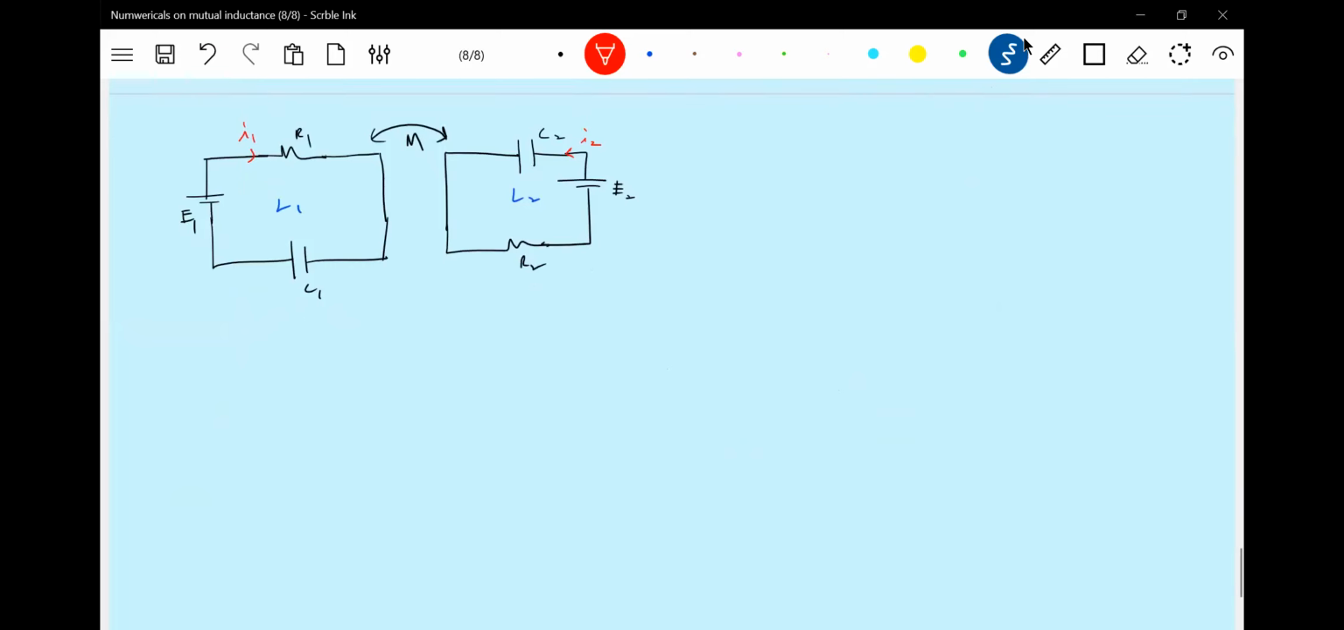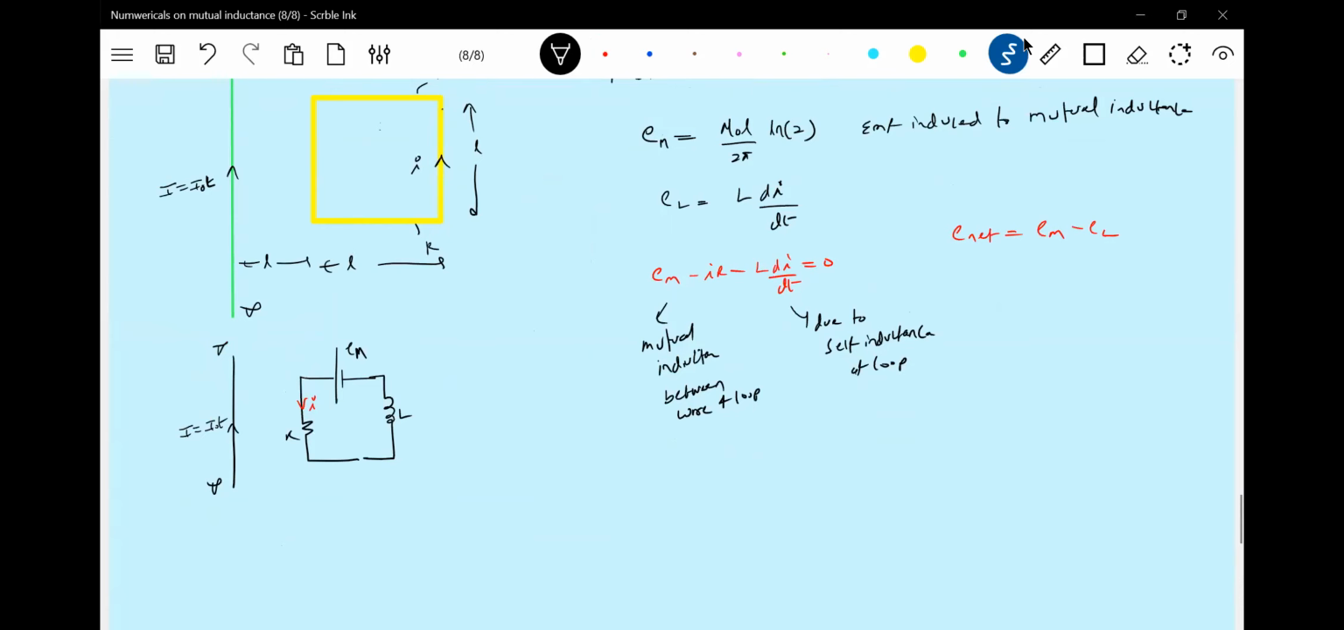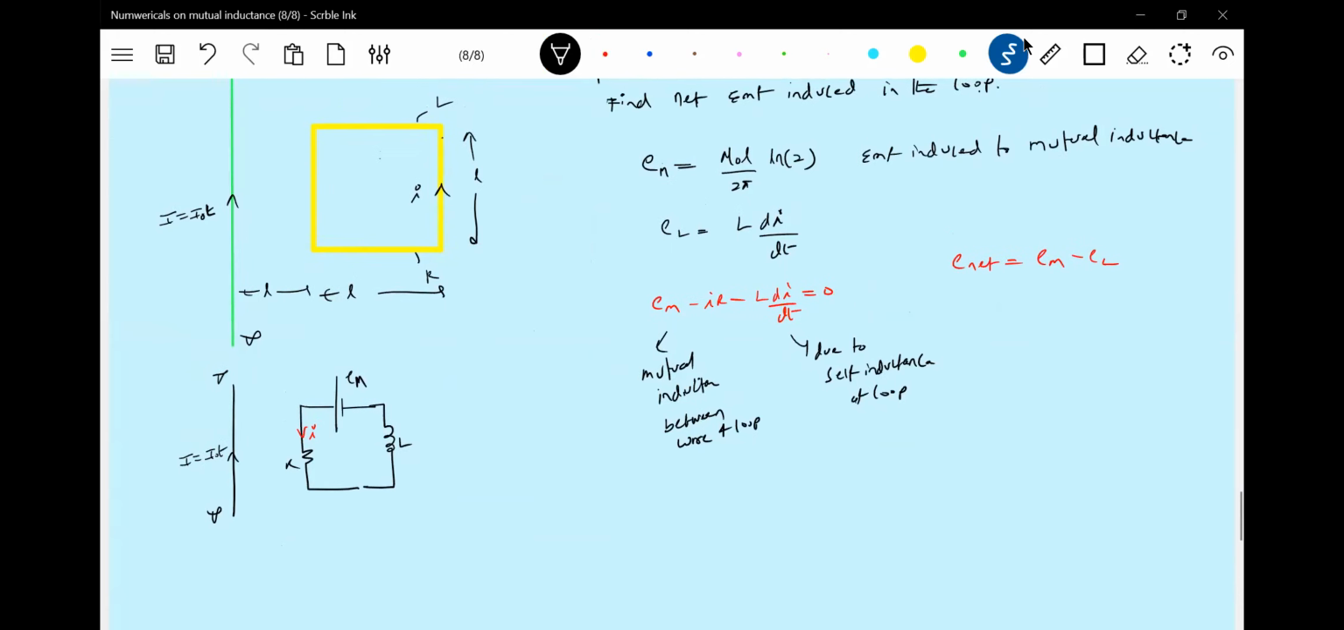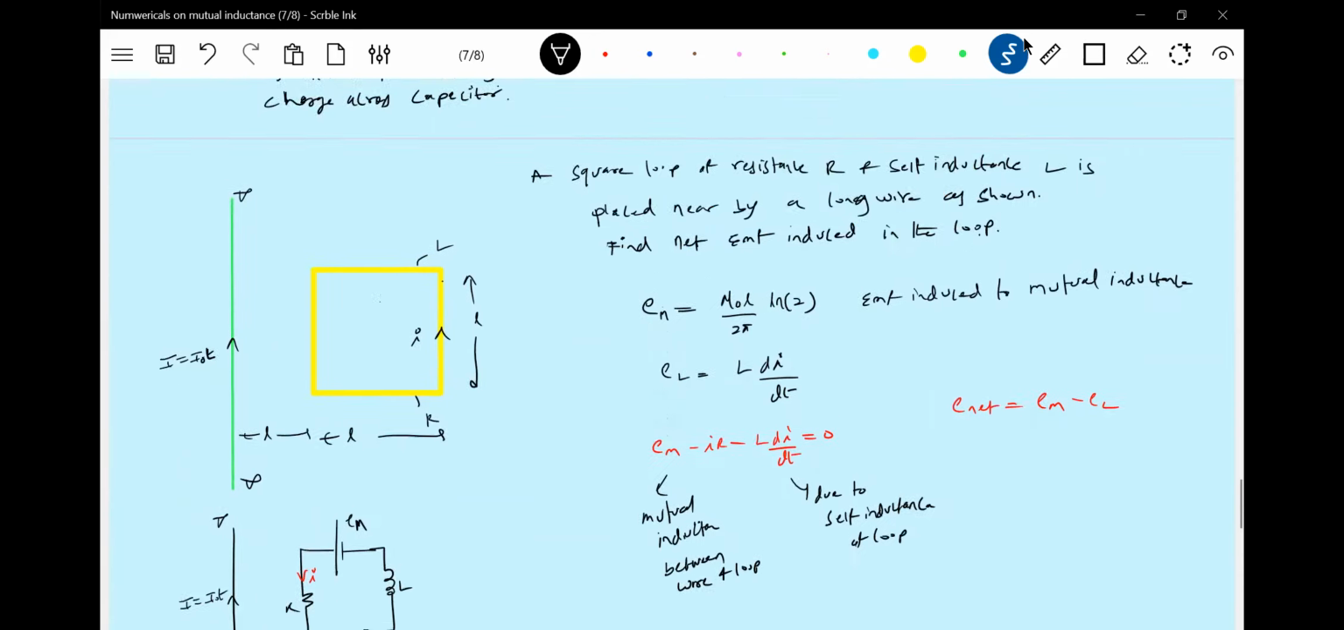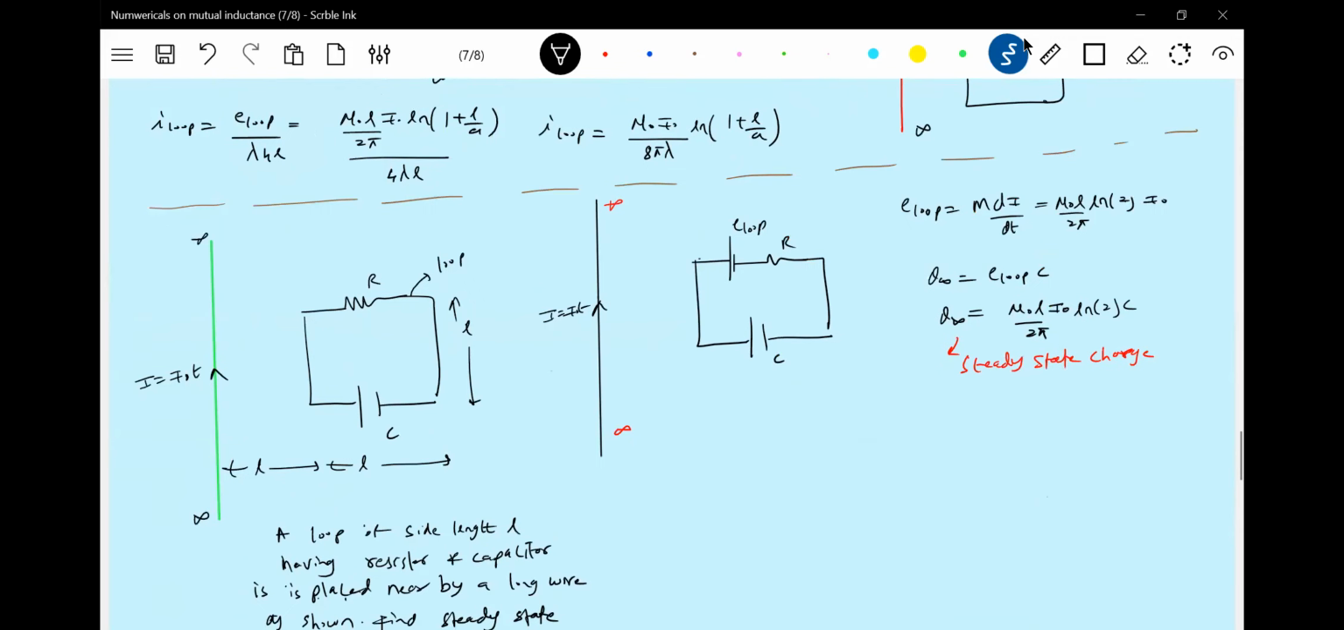Sir, in the previous problem, in EN, I0 is missing. We have to write I0 also. Mu not L I0. Here, I0 should not be there. There is no mutual inductance.